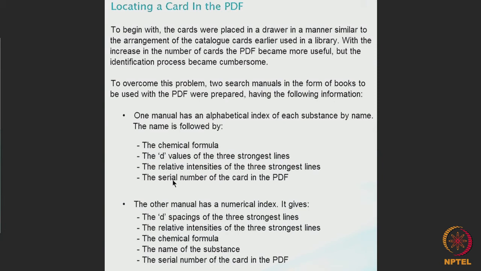The other manual has a numerical index. It gives first the D spacings of the three strongest lines, the relative intensities of the three strongest lines, the chemical formula, the name of the substance, and the serial number of the card in the powder diffraction file. So, using these two manuals, it becomes much easier to locate the desired card in the system of thousands of cards in the PDF.